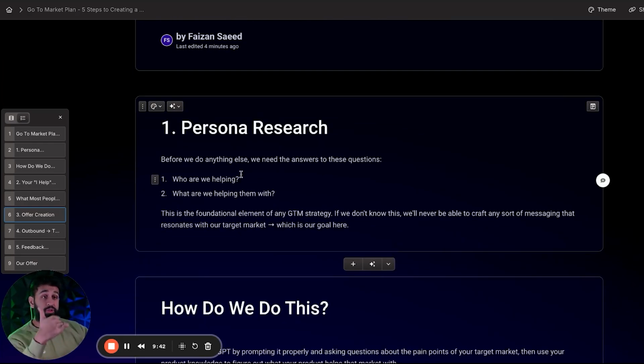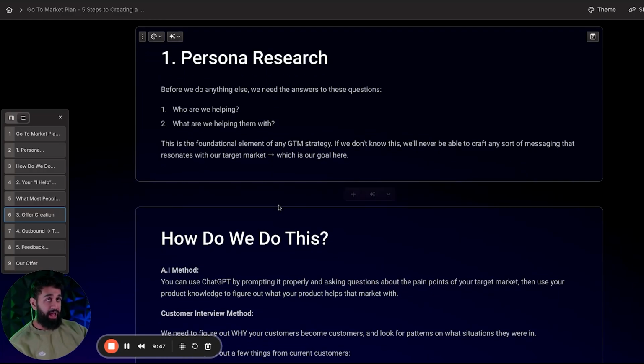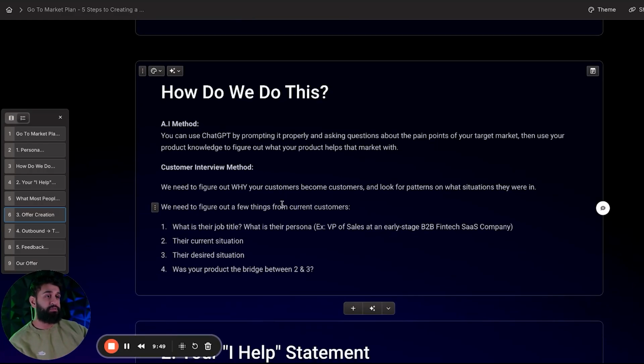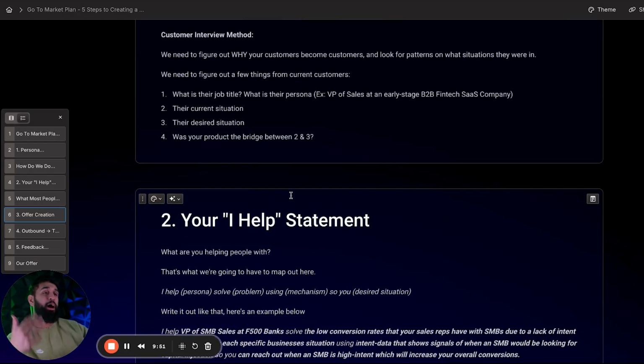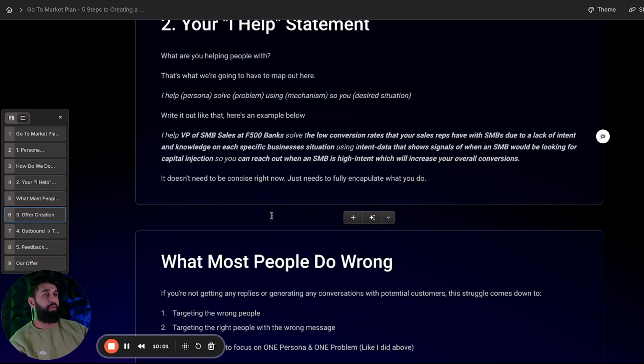So number one, your persona research. Who are we helping and what are we helping them with? You have to figure out who your persona is. And then number two is your I help statement, which is like your value proposition. What are you actually doing for that persona, what part of your product or service is actually helping them, and in what way does it help them?